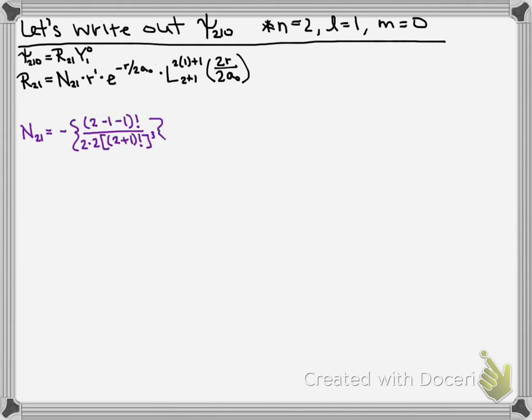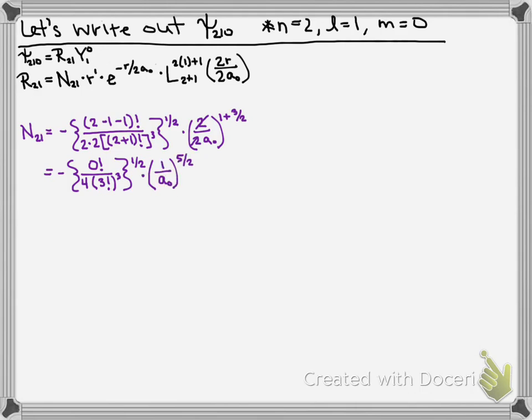So if we're plugging in 2 for n and 1 for l, we can write out our normalization constant like this, and we can start to simplify. So this top part over here, we can see that we have 2 minus 1 factorial. What does that go to, ladies and gentlemen? Well, it goes to 0 factorial. And then at the bottom, we're going to get 4 times 3 factorial cubed. Remember, all of that is raised to the 1/2 and then negated. And then over here, our 2's cancel out. We're left with 1 over a naught in that second part. And then 1 plus 3/2 is going to give us to the 5/2.